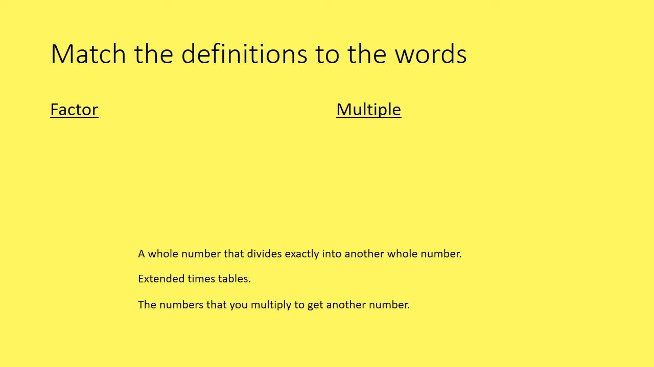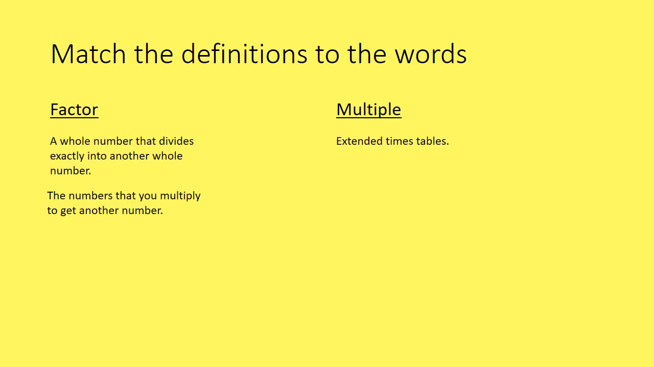So let's think a bit more about what we mean by factors and multiples. Your job is to pause the video and match the definitions to the words. The choices are a whole number that divides exactly into another whole number, an extended times table, and the numbers you multiply together to get another number. So you're going to sort them, which definitions go for factor and which definitions go for multiple.